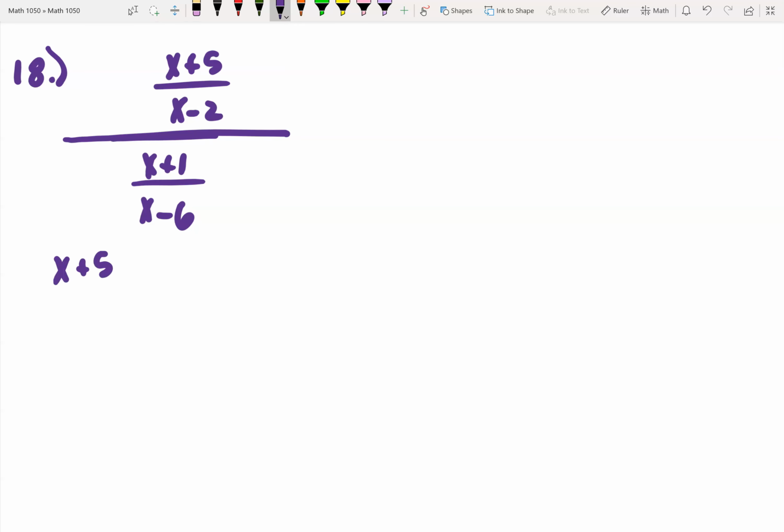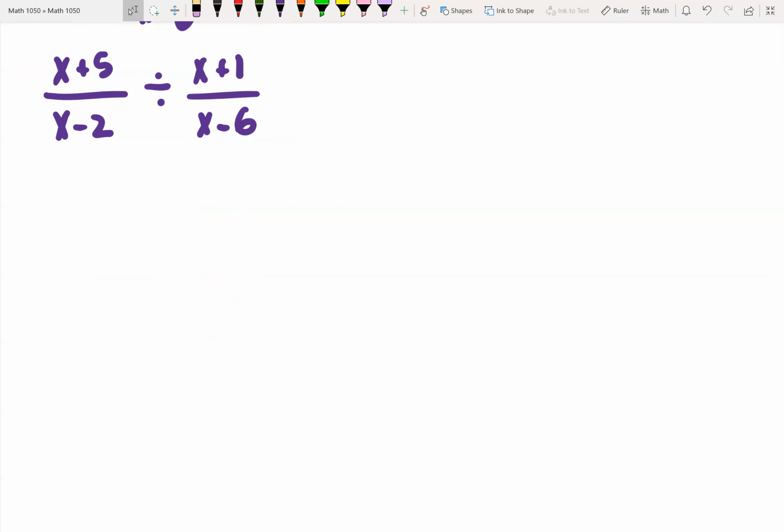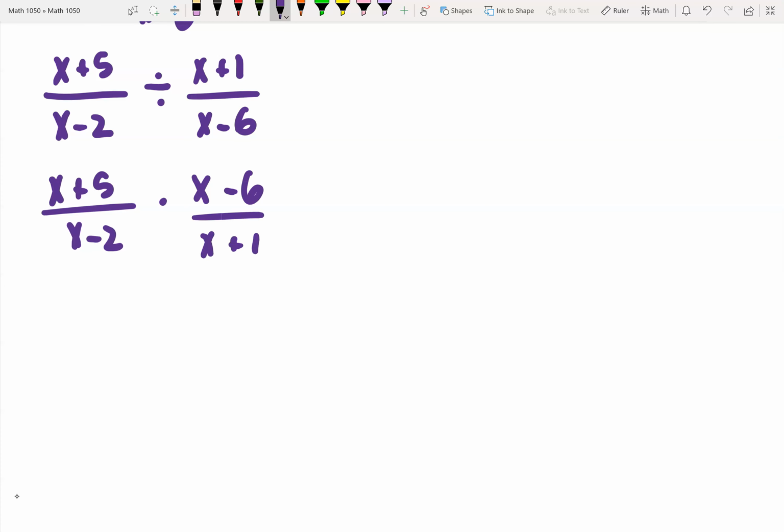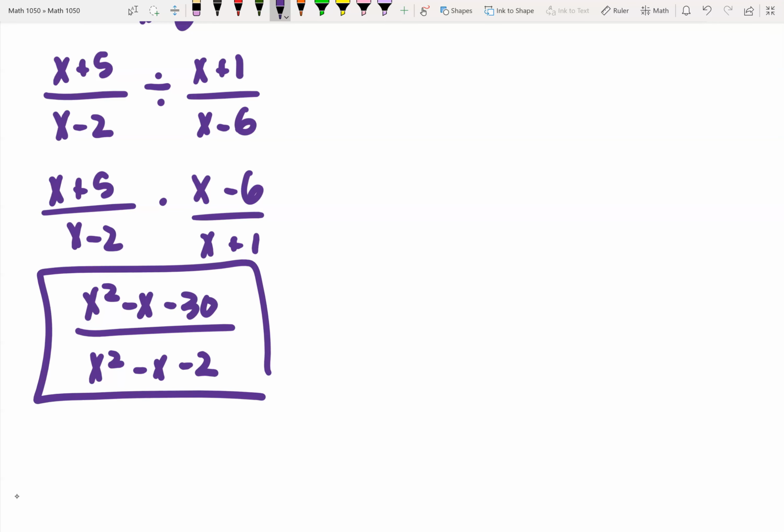So all you're going to do is this, guys. Look, x plus 5 over x minus 2. Make that main division bar a division symbol. And then it's x plus 1 over x minus 6. Remember, you cannot cancel anything here. So you have to first make it a multiplication and then look around to see if anything will cancel, which it will not. So the top must be FOILed and the bottom must be FOILed. So it's x to the second minus x minus 30 over x to the second minus x minus 2. Nothing cancels, and I'm done.